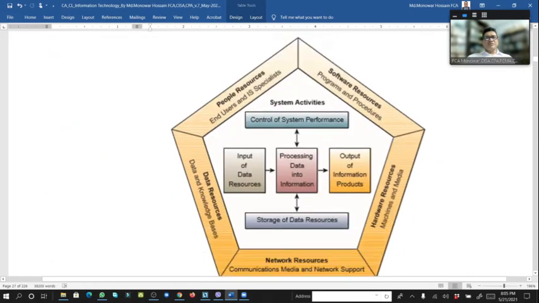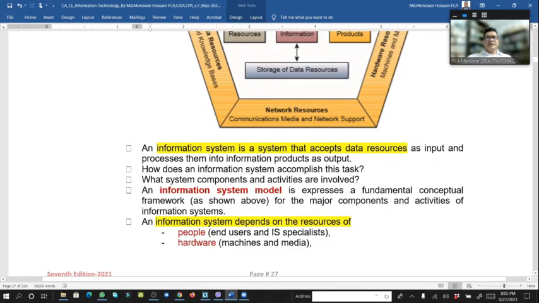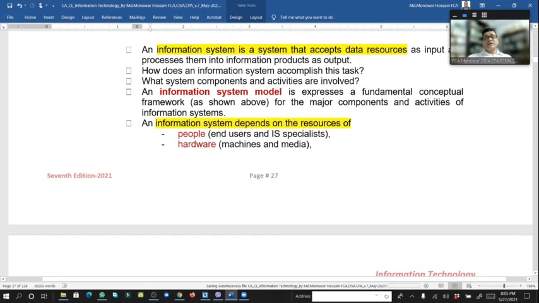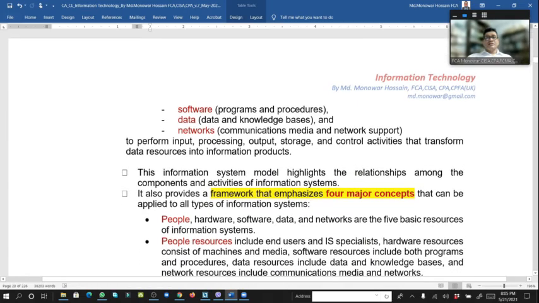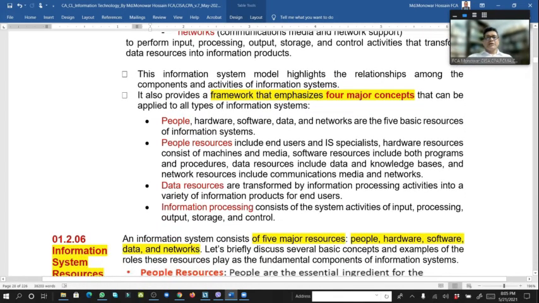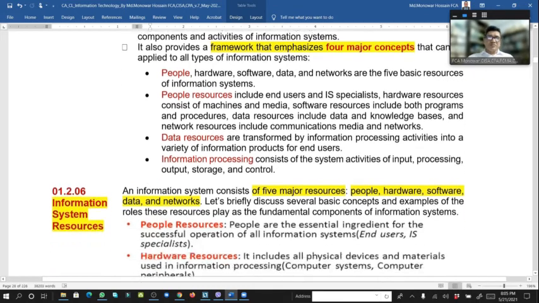Components of information system we have seen here. Information system model. The information system depends on the people resource, hardware resource, software resource, data resource, network resource, and also the 4 major concepts: people resource concept, data resource concept, information processing concept.